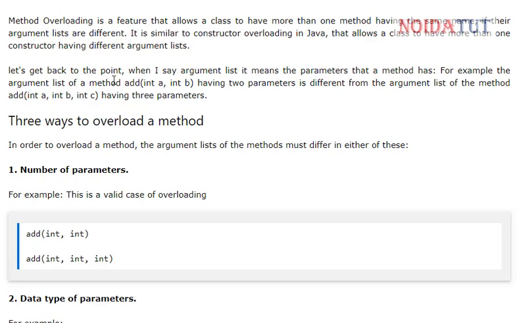Let us go back to the point when I say argument list. It means the parameters that a method has. For example, the argument list of a method add(int a, int b) having two parameters is different from the argument list of the method add(int a, int b, int c) having three parameters.